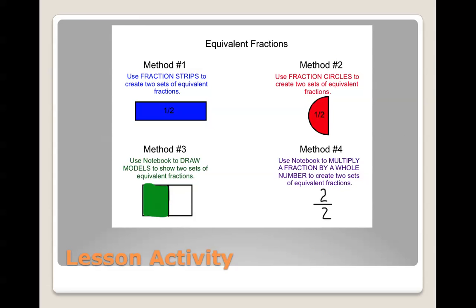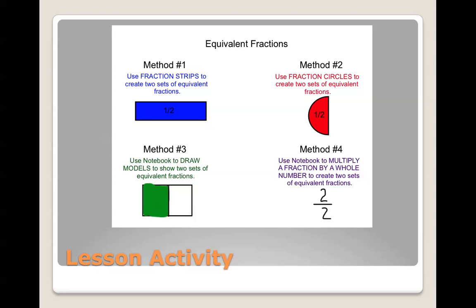This is the activity itself. There would be a short lesson ahead of time showing those students how to perform each of these different methods. This would be the activity that comes at the end. Method number 1, they're going to use fraction strips. Method number 2, fraction circles. Method number 3, they're going to draw models in the notebook. And method number 4, they're going to multiply a fraction by a whole number, also in the notebook.